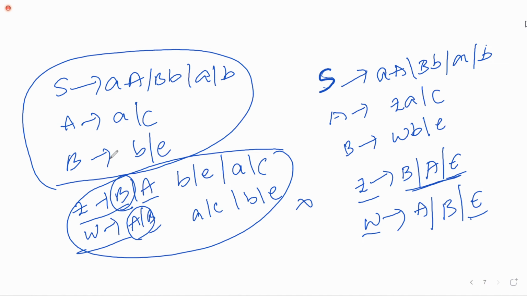Am I clear with this? Yes, ma'am. Okay, I'll give you one more example. This is the last one. What is the order of simplification? Though I told you useless symbols first, unit productions next, null productions next, the actual order is: first verify the null productions, next verify the unit productions, next verify the useless symbols.